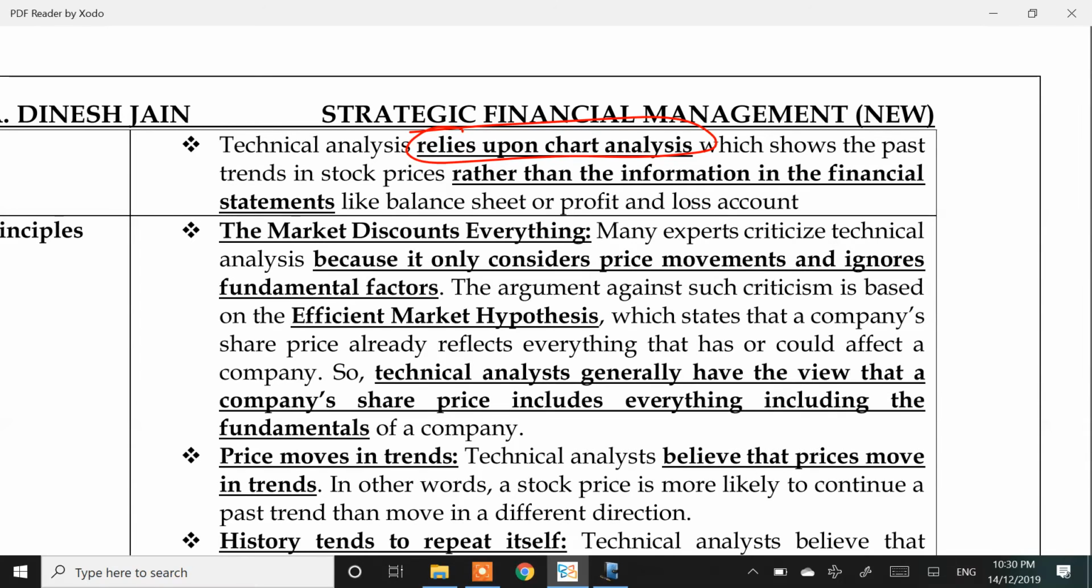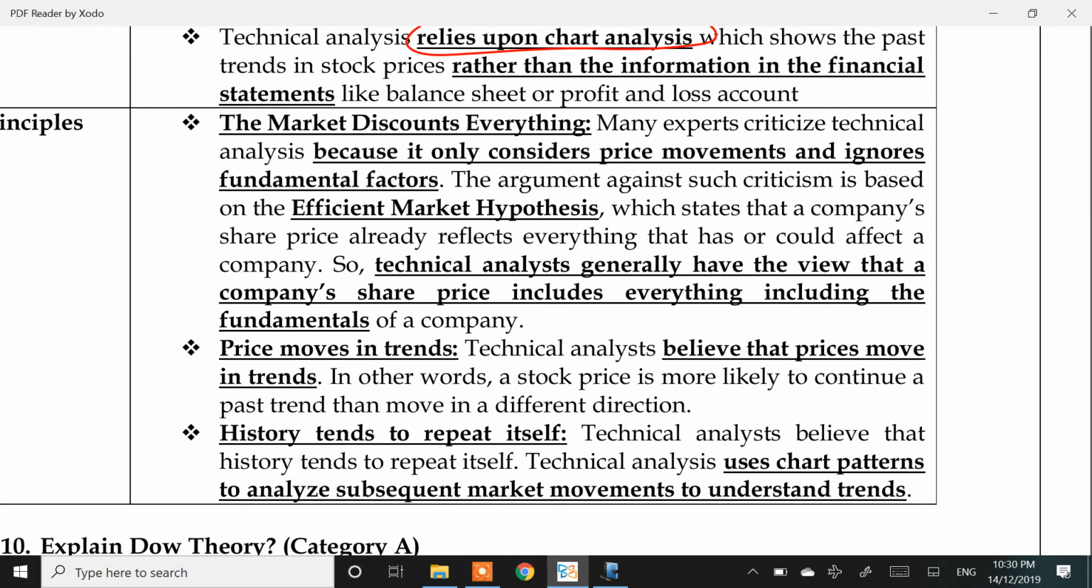There are certain important principles. The three important principles are: market discounts everything, price moves in trends, and history is likely to repeat itself. Market discounts everything means that technical analysis focuses only on price movements and ignores fundamental factors. Technical analysis also says that markets are highly efficient, and if markets are highly efficient, the stock price will already factor in all the factors that can affect a company. So they normally have a view that the company's share price includes everything which is fundamental. Price moves in trends, and these trends are likely to repeat themselves.